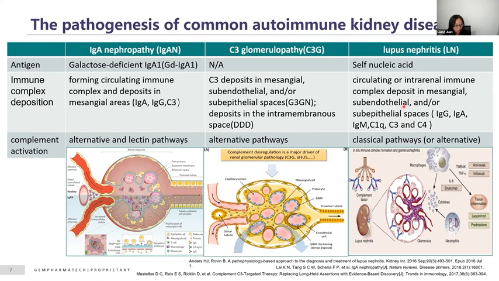Lupus nephritis is a common complication in many patients with SLE. Self-nucleic acid is thought to trigger SLE, and when autoantibody attacks the kidney, lupus nephritis occurs. The circulating or intrarenal immunocomplex deposits in mesangial, subendothelial, and subepithelial space. Complement factors are activated by the classical pathway or alternative pathway.